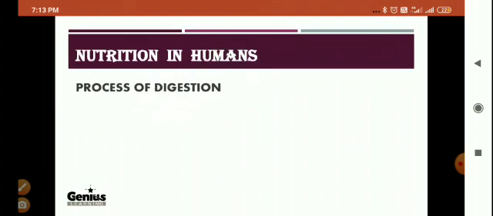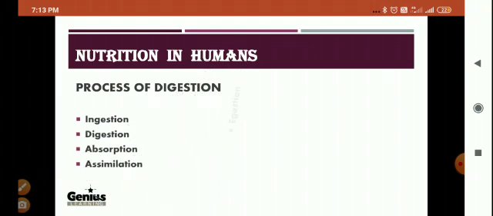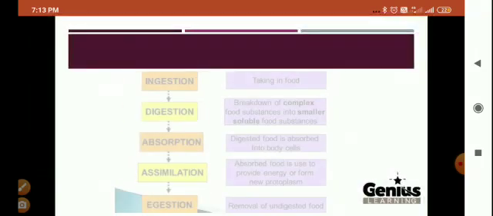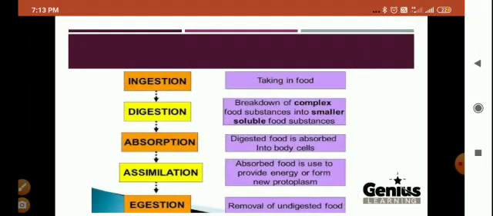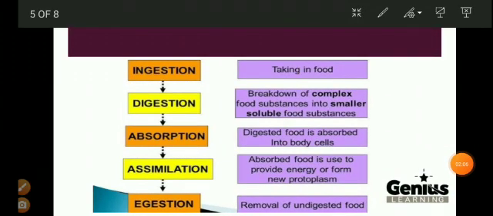The processes of nutrition are ingestion, digestion, absorption, assimilation, and egestion. Now we learn the definitions of each. What is ingestion? Ingestion is taking in of the food. When we open our mouth and put the food in our mouth, that's ingestion.